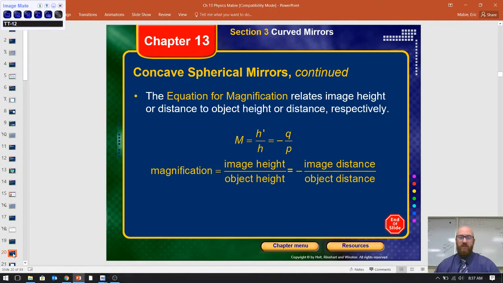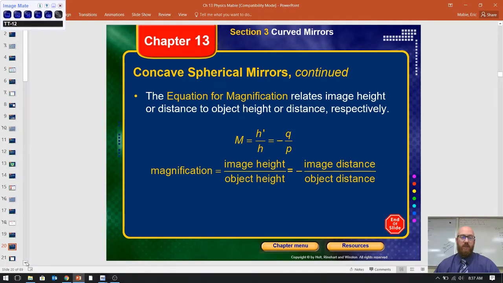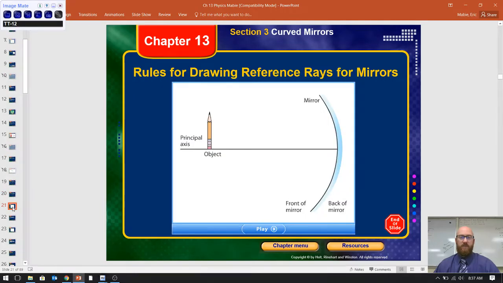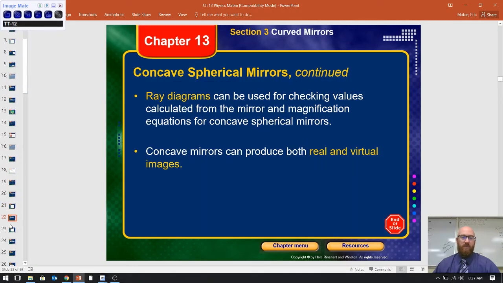Another equation that you want to use is M equals H prime over H equals negative Q over P. Again, write that one down. It's fairly important. We'll get through quite a few calculations because you'll need to understand those in depth for your class. We'll play with this in class when we start doing ray diagrams.